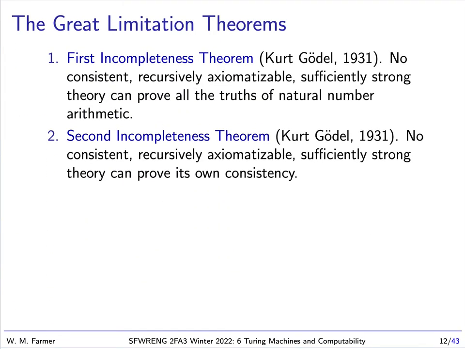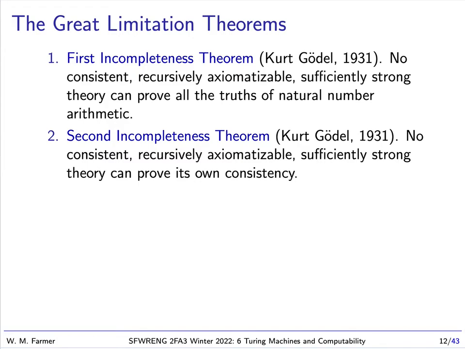Gödel also proved, at pretty much the same time, the second incompleteness theorem. This says that no consistent, recursively axiomatizable, sufficiently strong theory can prove its own consistency. So if we can write down in a theory a statement that says this theory is consistent, we will not be able to prove it. Now we might be able to prove this formula in a stronger theory, but that doesn't really help us much.